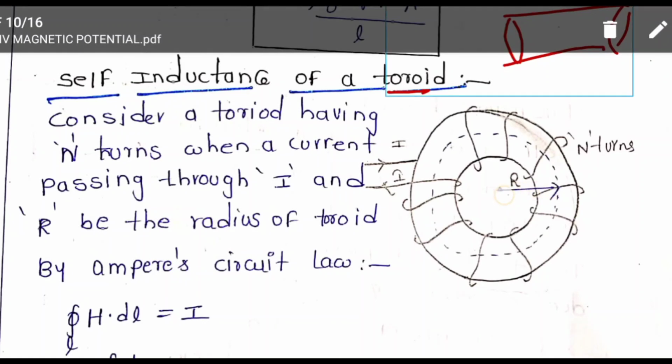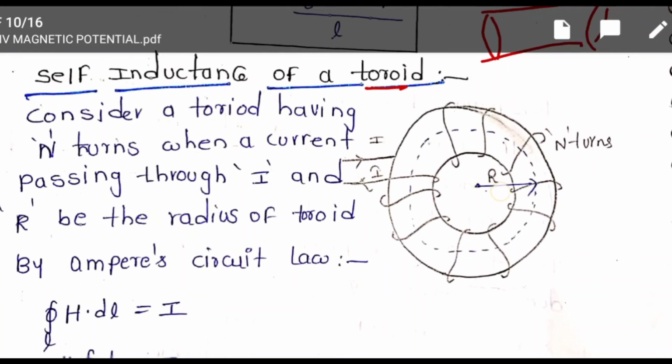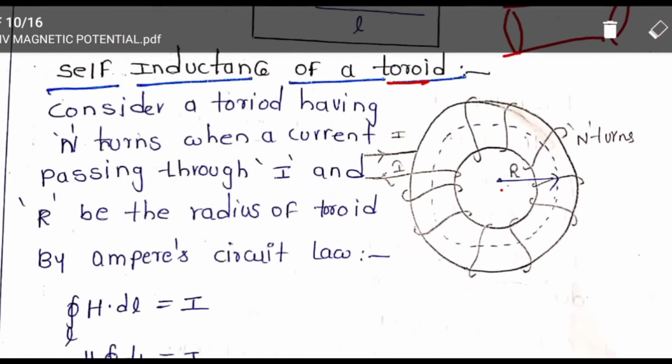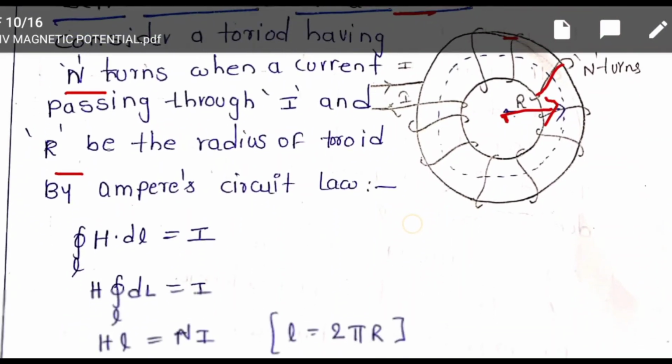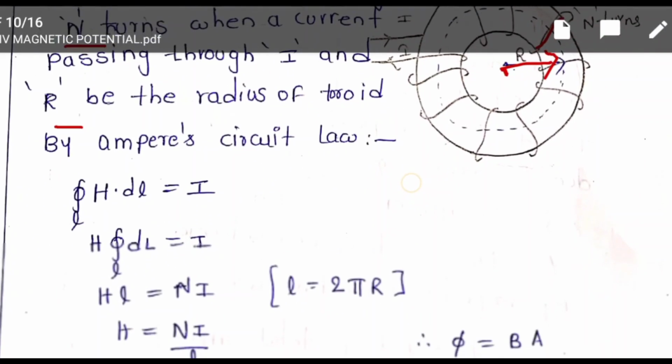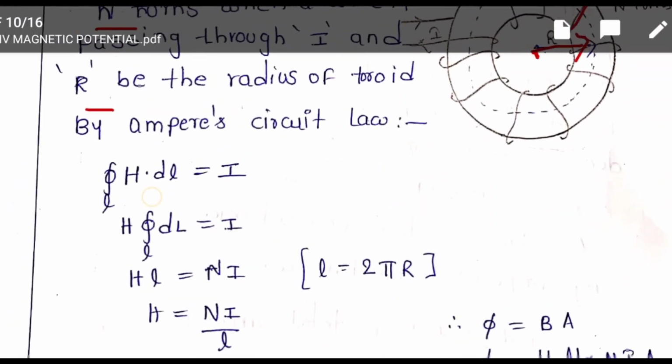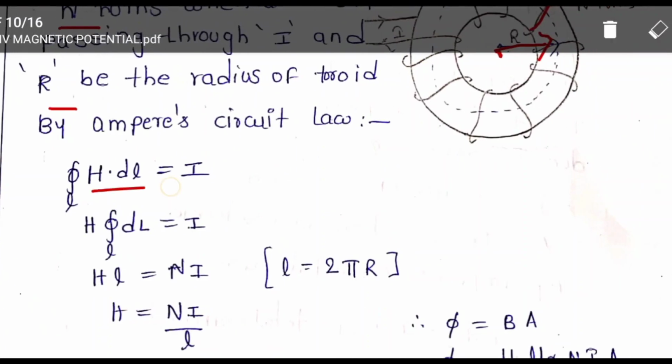The radius of the toroid from the center; we have to consider N number of turns are provided, and current I is flowing. Let N equal the number of turns on the toroid, and r is the radius of the toroid from the center. By Ampere's circuit law, again we are applying how to calculate inductance. We can simply write H dot dl equal to I.